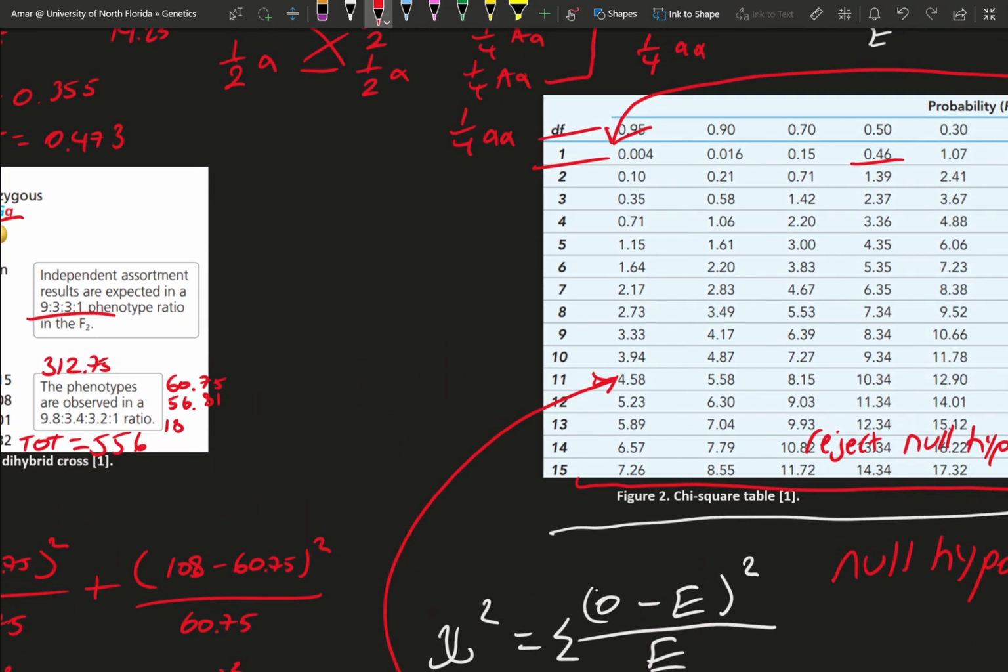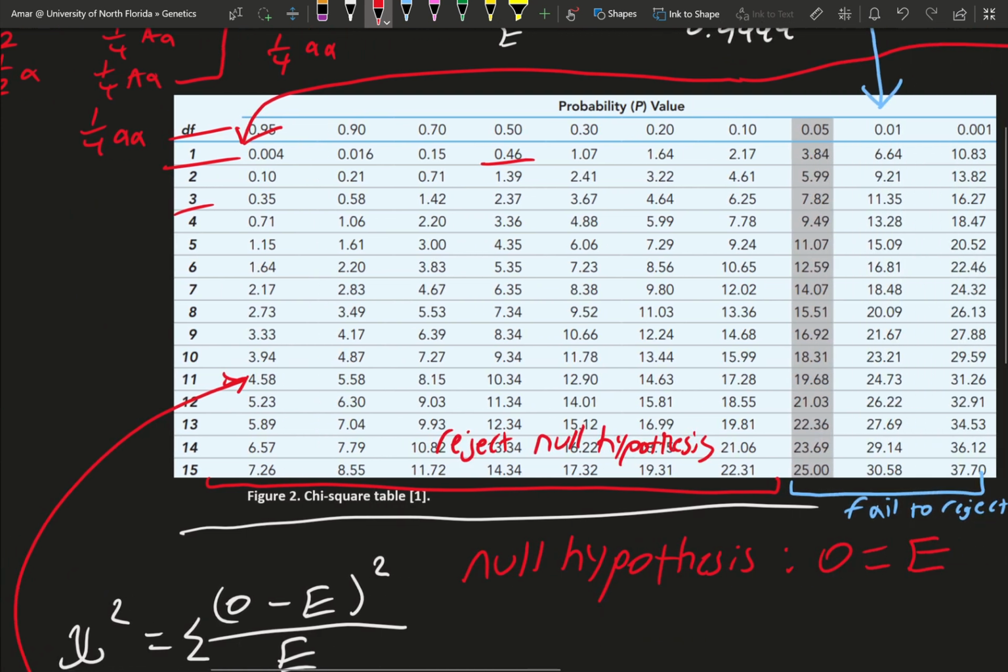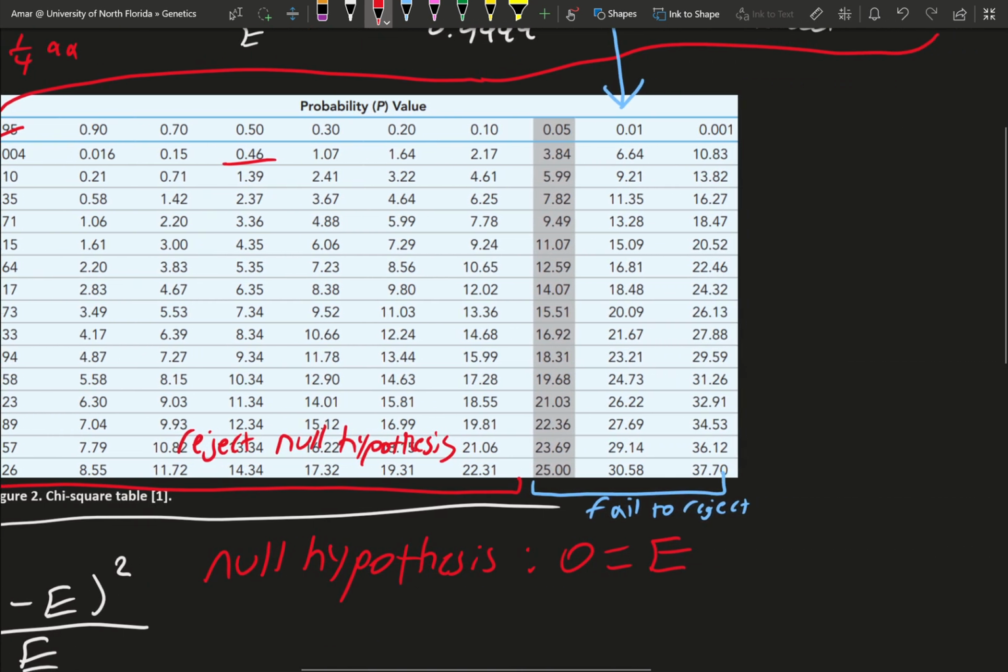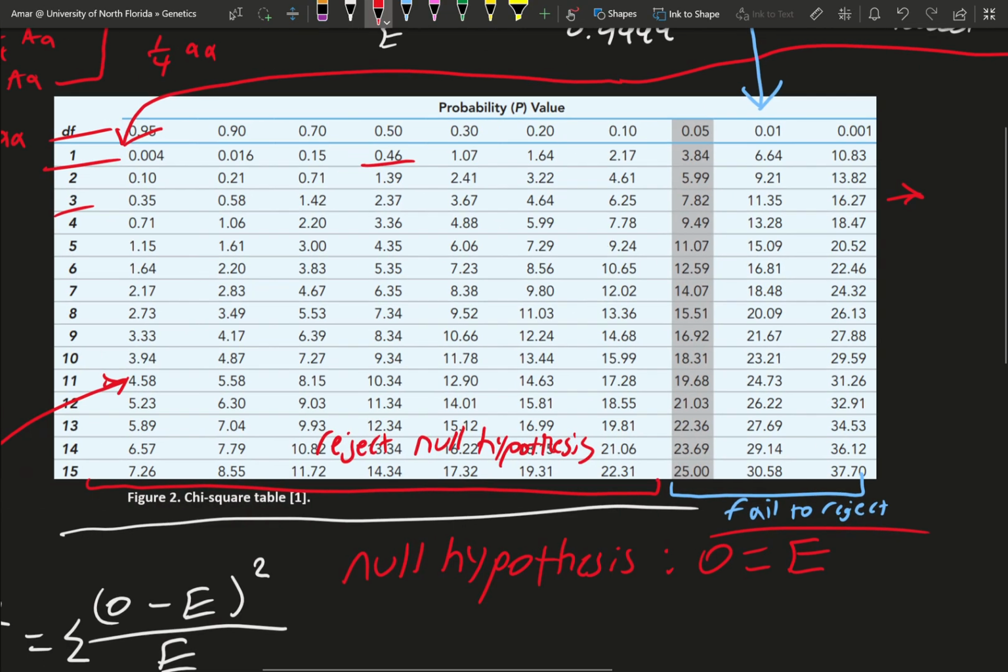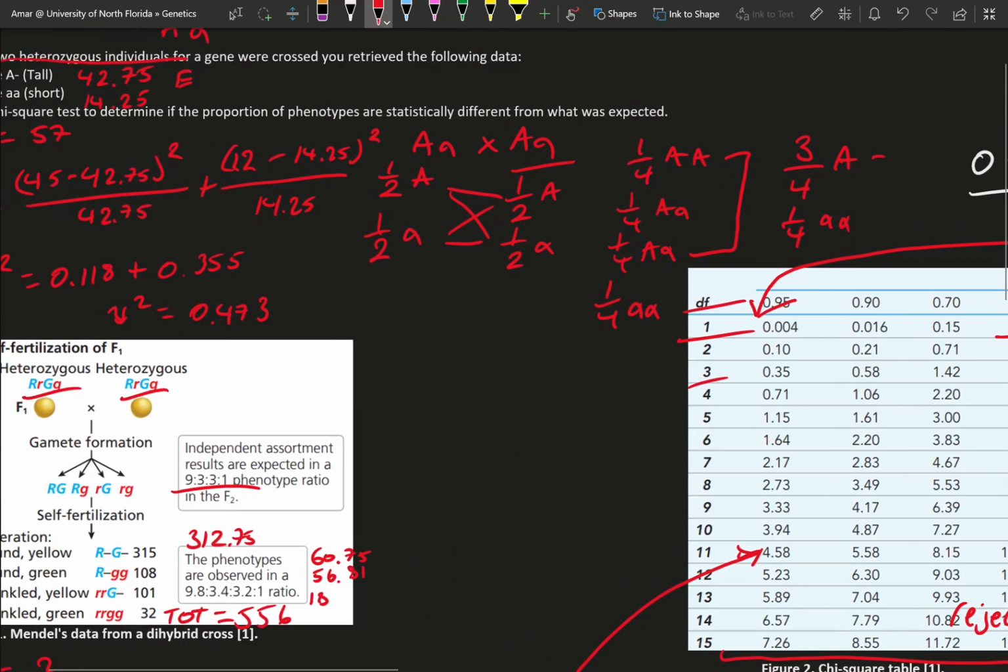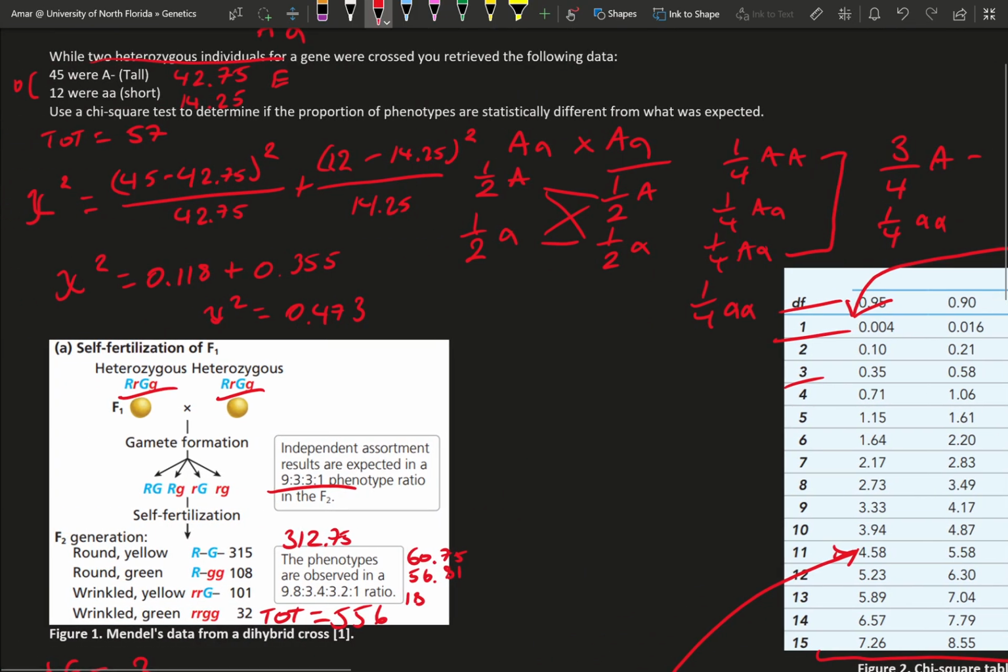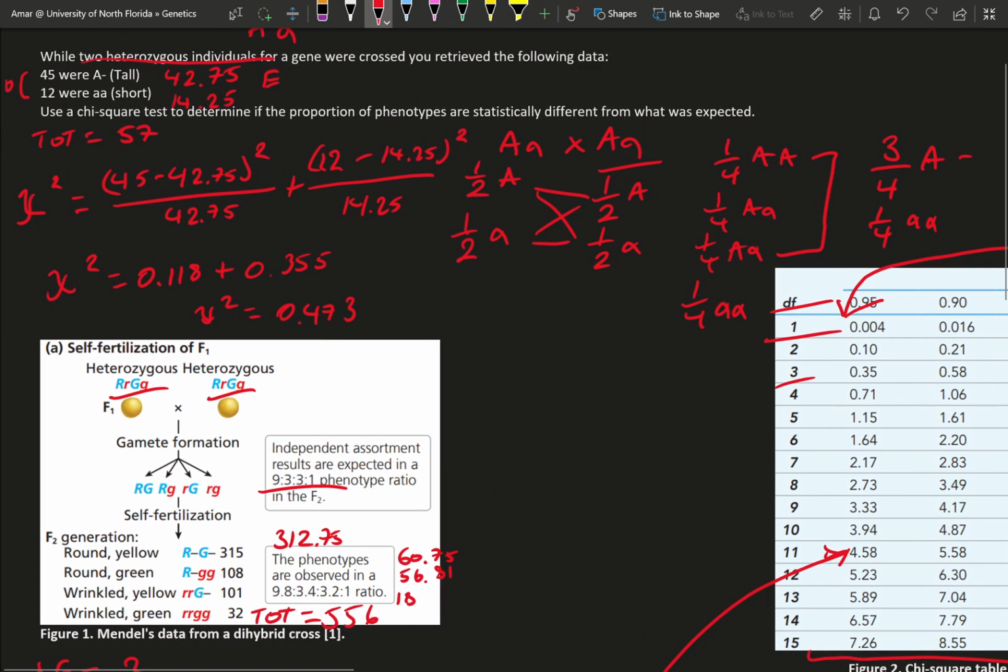So we're going to try to find that with 3 degrees of freedom. We're looking over here for somewhere in between. We're way over here on the right side. So we're going to fail to reject the null hypothesis, and we're going to say, in other words, that our expected values were very close to our observed values. So that's basically how you do chi-square problems for genetics. Hopefully this helped you out. But yeah, that's it.